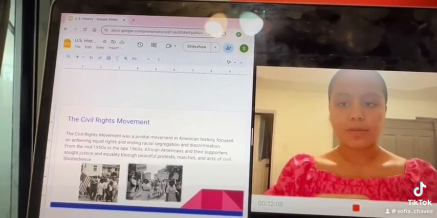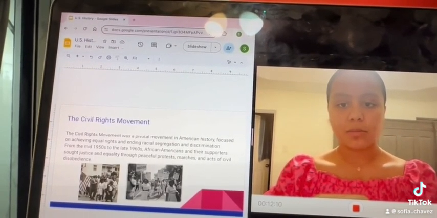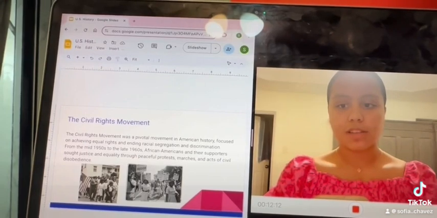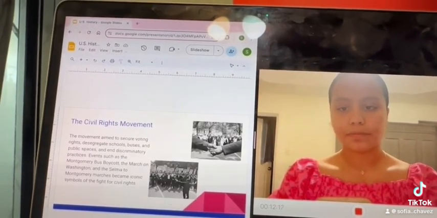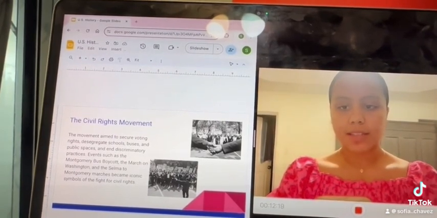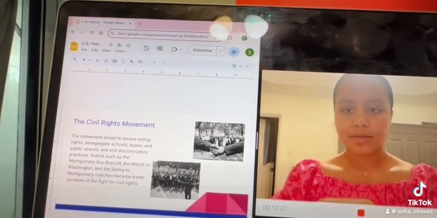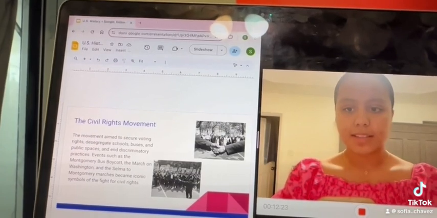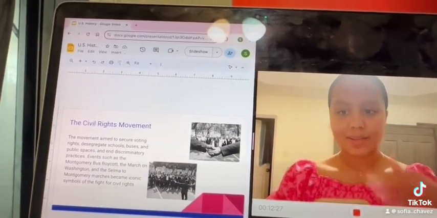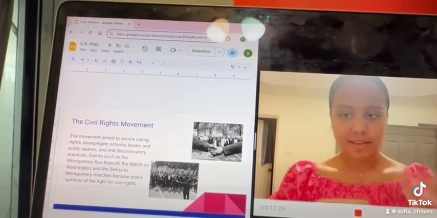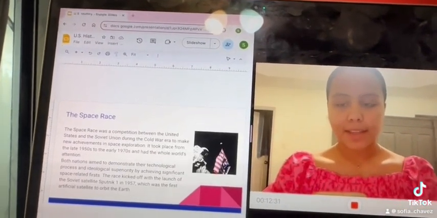The Civil Rights Movement. The Civil Rights Movement was a pivotal movement in American history focused on achieving equal rights and ending racial segregation and discrimination. The movement aimed to secure voting rights, desegregate schools, buses, and public spaces, and end discriminatory practices.